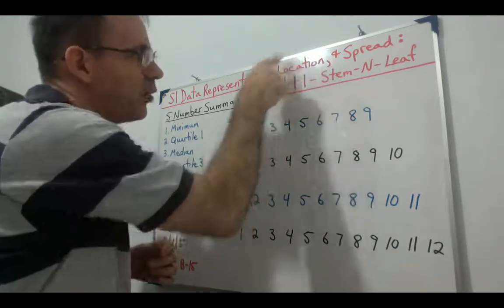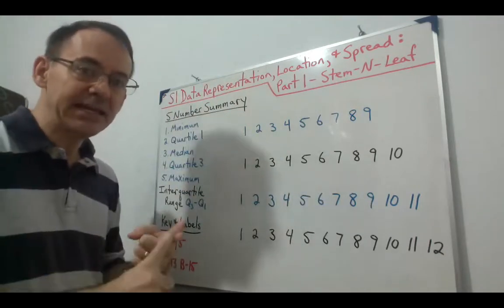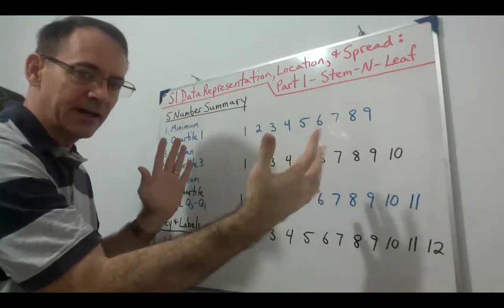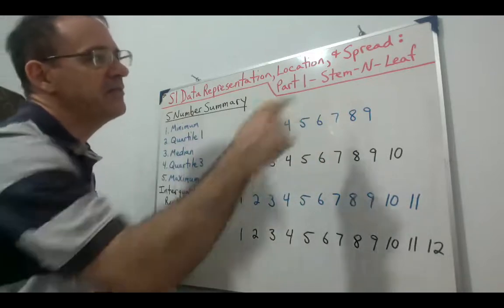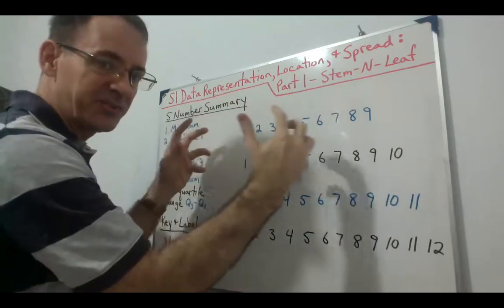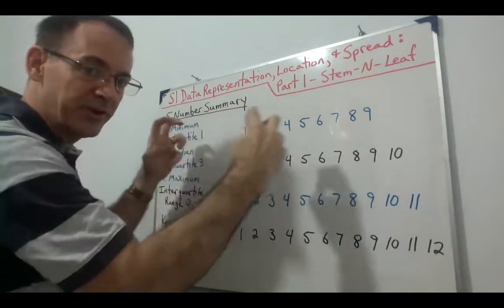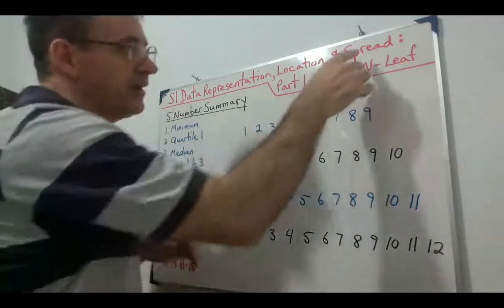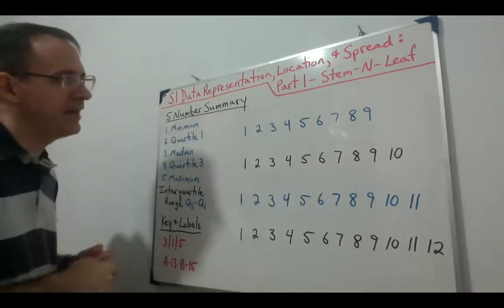And then data location, or the measures of central tendency, we're going to look at things such as the mean and the median. Those are specific numbers that kind of represent the data as a whole. And then the spread, or measures of variance, is how the data is spread out. Is it all bunched up in one group, or is it spread way out? So the variance and standard deviation have to do with the spread of data. So that's what we're looking at in this unit, and we're starting off with data representation.